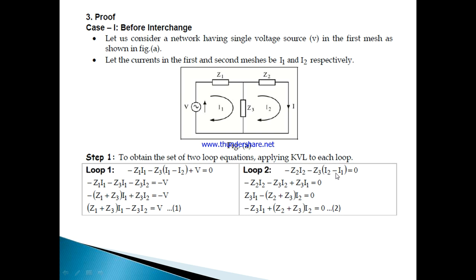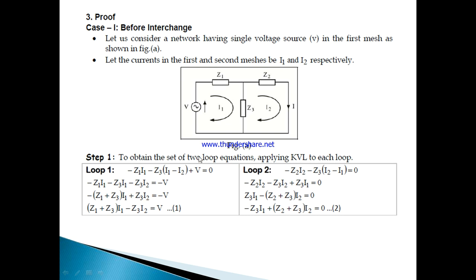So the resultant current is (I2 minus I1) into Z3. We already discussed all these things in our mesh analysis concept in chapter 2. After simplifying these expressions, finally we get the loop 2 expression as minus Z3 into I1 plus (Z2 plus Z3) into I2 equals 0. So this is equation 2 for loop 2. I hope everybody understood how we got these expressions from KVL.